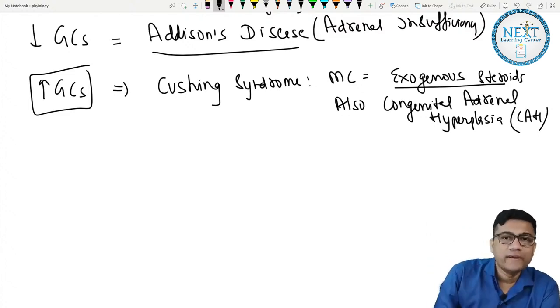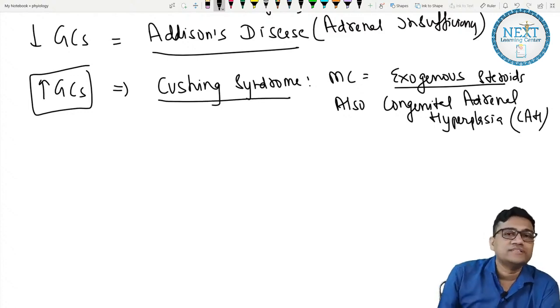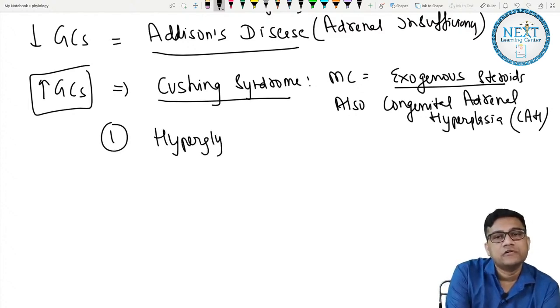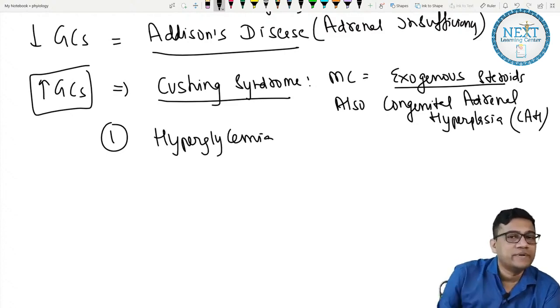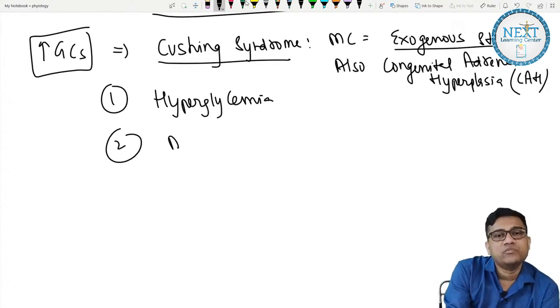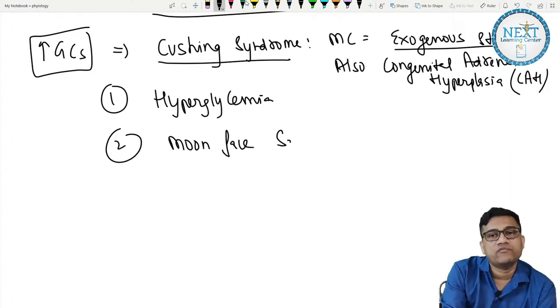Fine. Okay. So in Cushing's, what will happen? So first there is high blood glucose. There is increased blood glucose. Hyperglycemia is there. So that is why it has diabetes-like features. Then there is facial edema. Okay. Moon-shaped faces. Why? Because of salt and water.